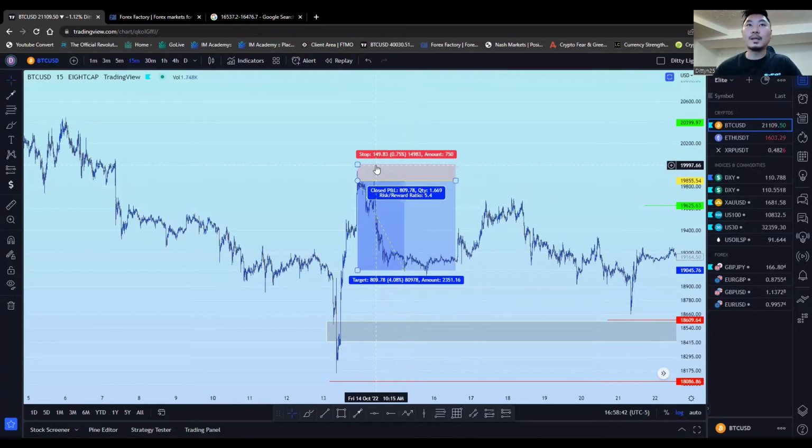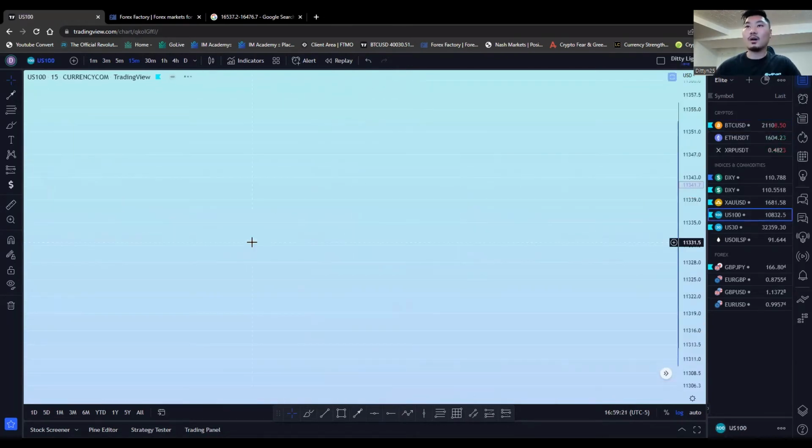So it is the dollars of movement. So 149.83, sorry, is the amount of dollars on Bitcoin that I'm risking, but it's also the pip count. Okay, because it's 1 to 1. Every dollar is the pip count. So I see here 149.83 is also the amount of pips that I'm risking on that setup, for example. Okay, next. So we're gonna go on NASDAQ.